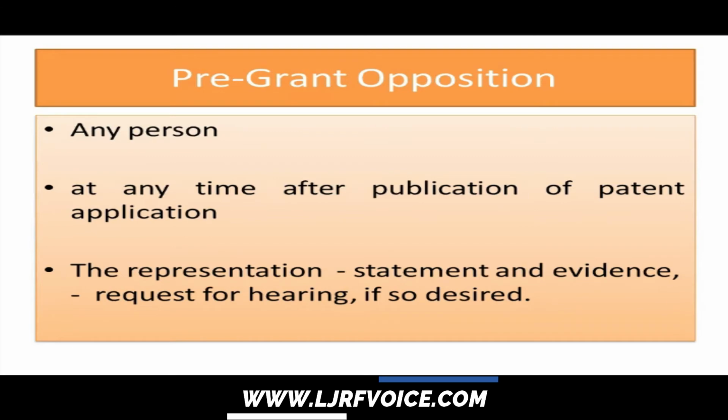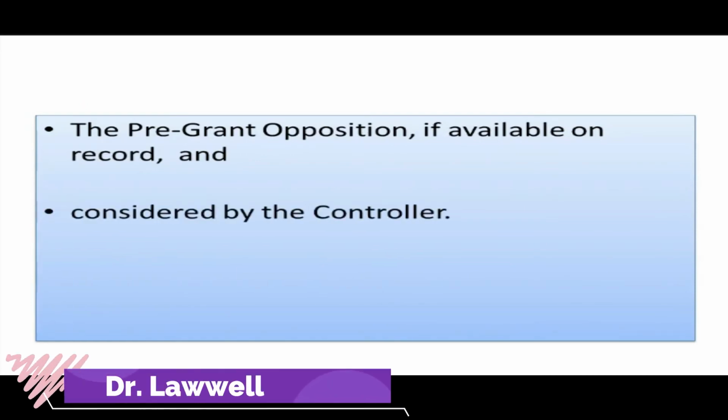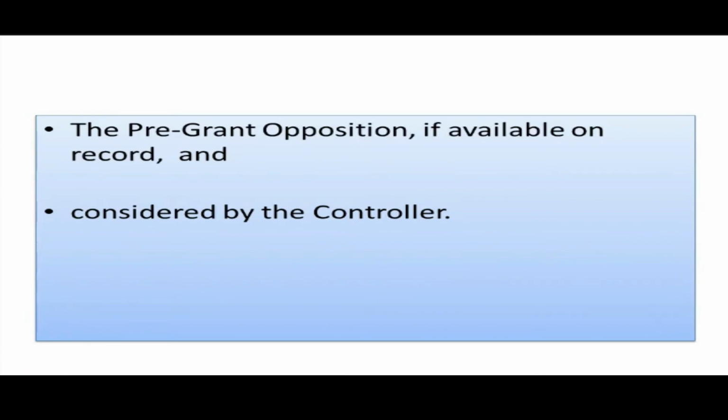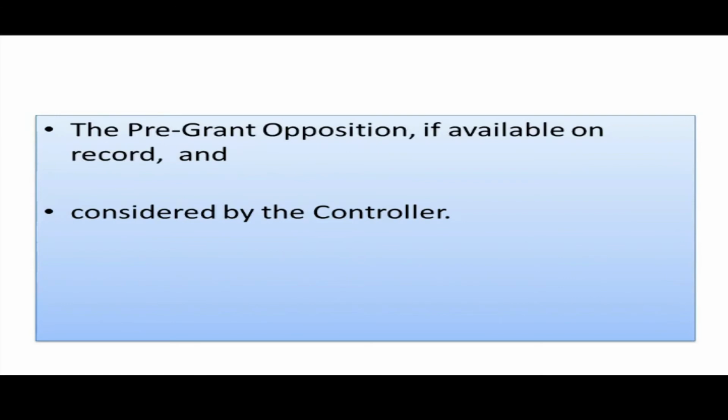That's a situation of pre-grant opposition by the public. There is also a similar situation, as a quasi-judicial proceeding can happen, and if a pre-grant opposition is available on record, then it will be considered by the controller. So when the pre-grant opposition is done by any other person in any other patent application, please note this may be a little complicated.